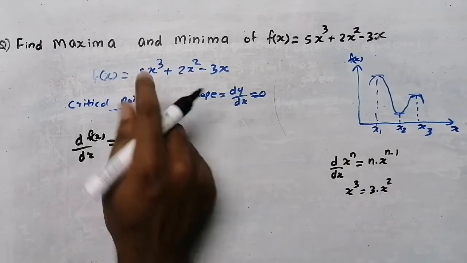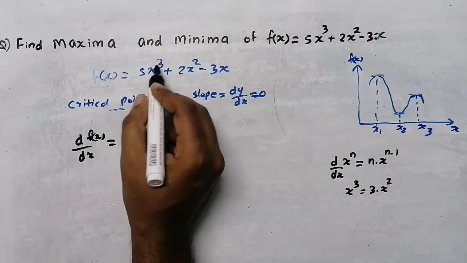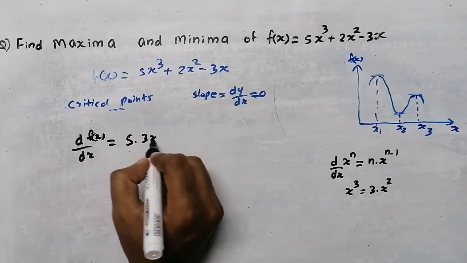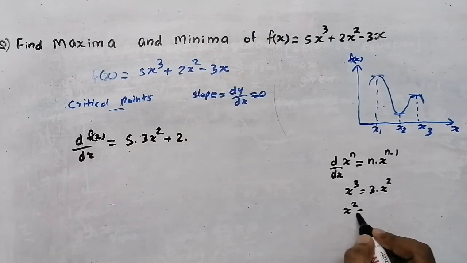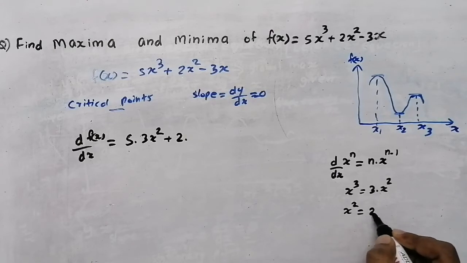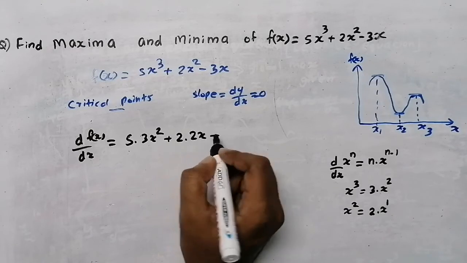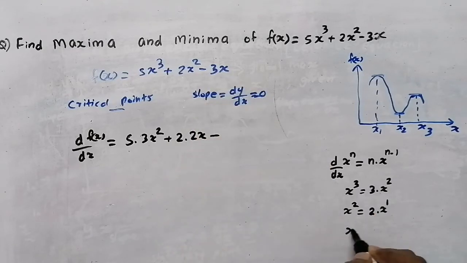Now there is a 5. So 5 multiplied by, instead of x cube, the differentiation 3x square, plus 2 multiplied by the differentiation of x square. It is n multiplied by x raised to n minus 1, so 2 multiplied by x raised to 2 minus 1, that is 1. So we will get 2x, minus the differentiation of 3x.